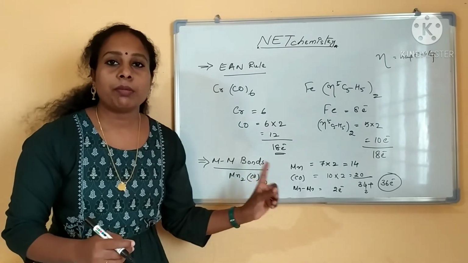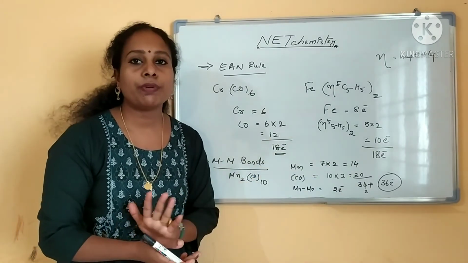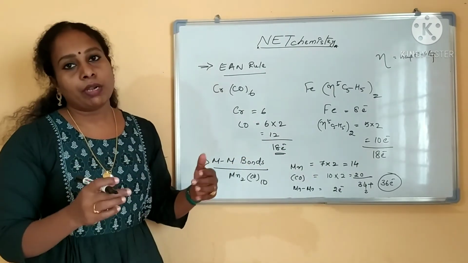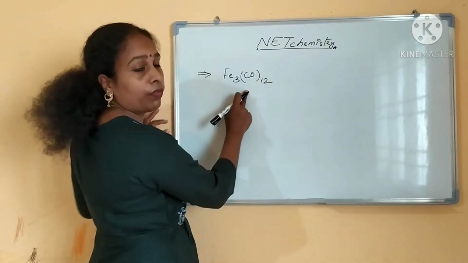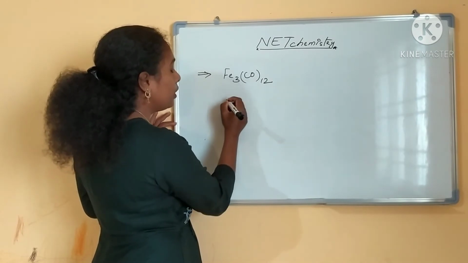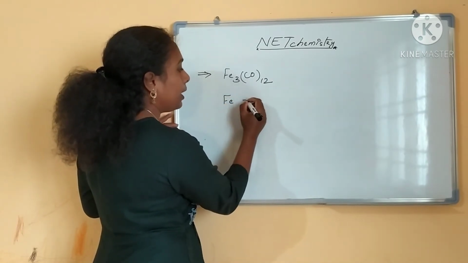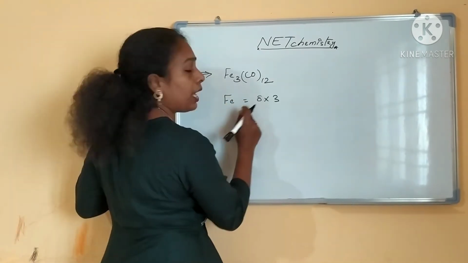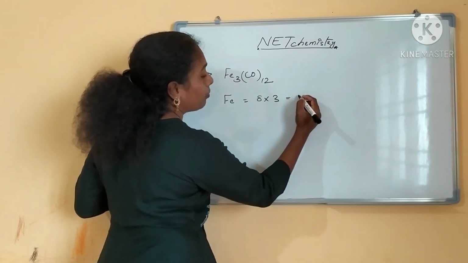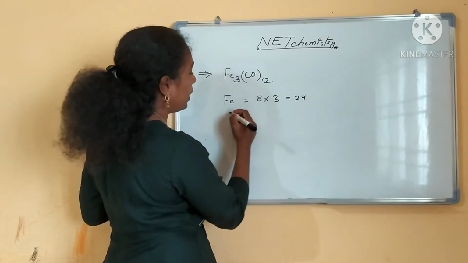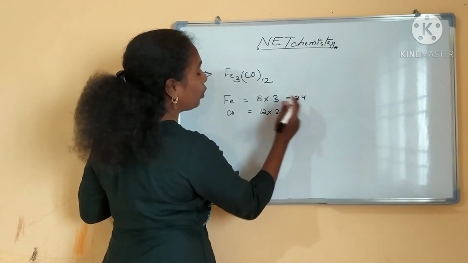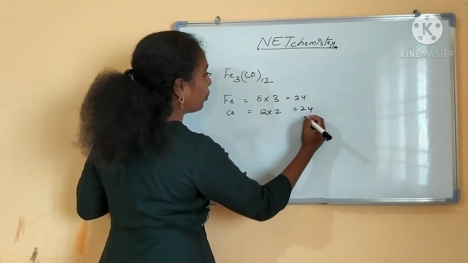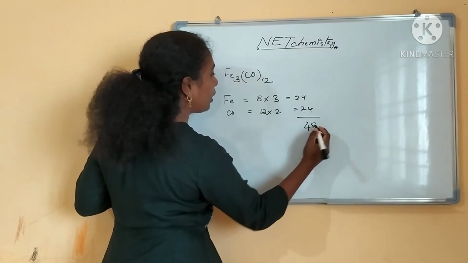So how to find out the metal bond? This is the way you have to find it. I will write one more example, then it will be clear for you. Fe3(CO)12, I am taking. Iron has how many electrons? 8, right? And 3 irons are there, 8 into 3 is 24. And 12 COs are there, 12 into 2 is 24. 24 plus 24 you get 48.